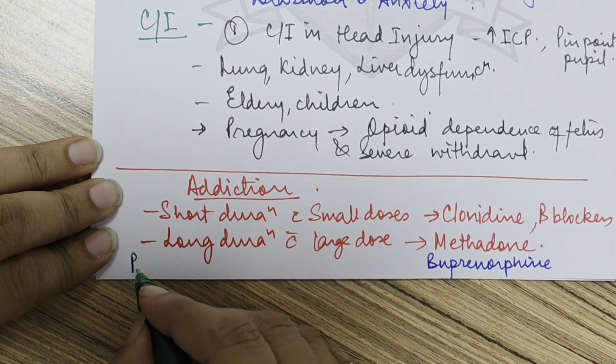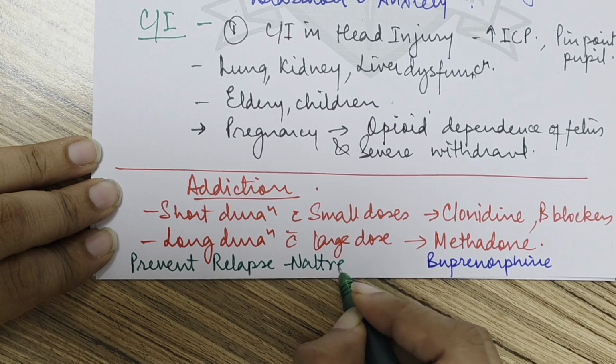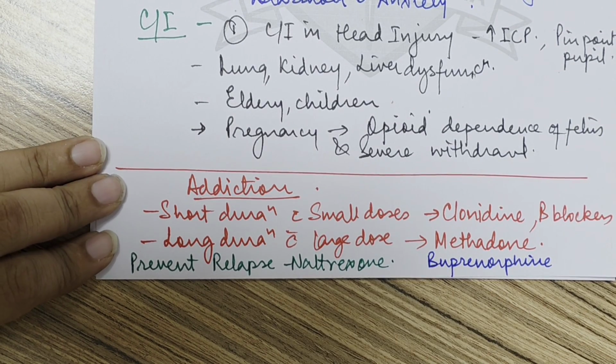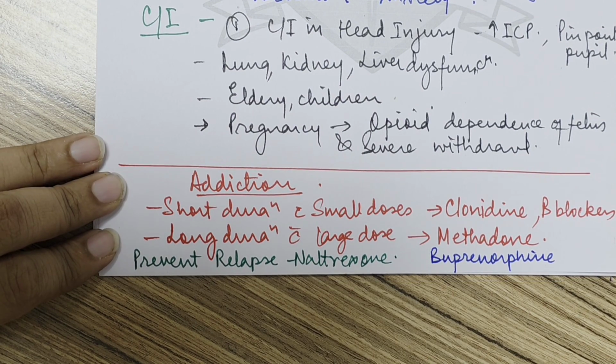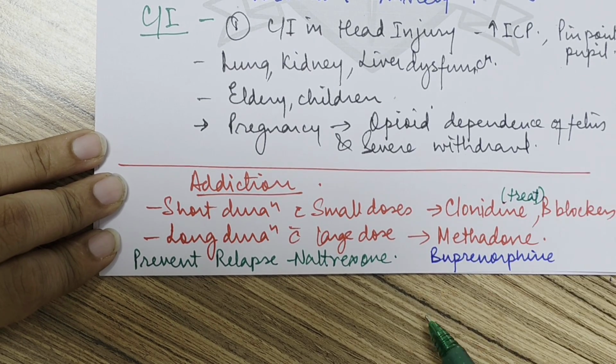Then to prevent relapse, what do we use? That is naltrexone. Naltrexone is used to prevent the relapse because it prevents the euphoric action. So beta blockers and clonidine treat the withdrawal syndrome. Methadone prevents the withdrawal symptoms by continuing the addiction, but at a lower level. Naltrexone is used to prevent relapse. So methadone is used as a maintenance therapy, and where methadone cannot be used, we use buprenorphine.